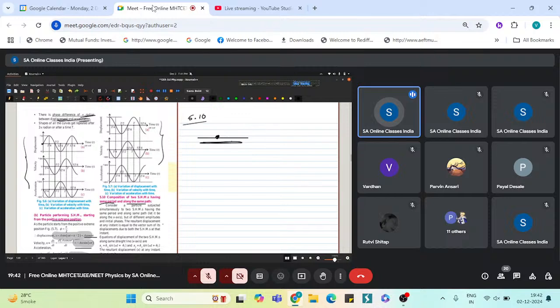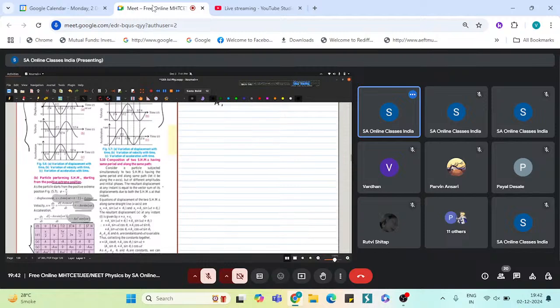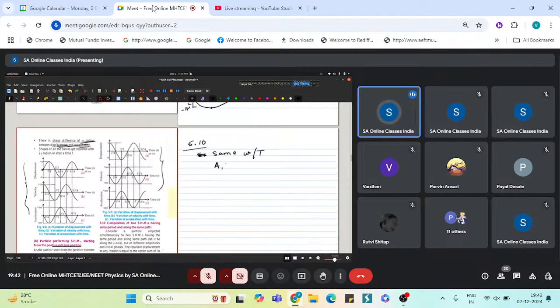Now, what can change? I'll just write this down. So we need to have same omega slash T. What can change is the amplitude. Amplitudes can change, and, okay, what else can change? Yeah, phase. Phase difference can change. Amplitudes can change, and the phase difference values of the SHMs can change.